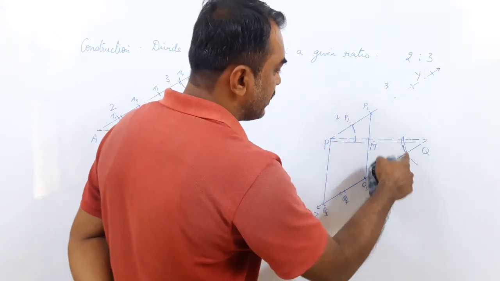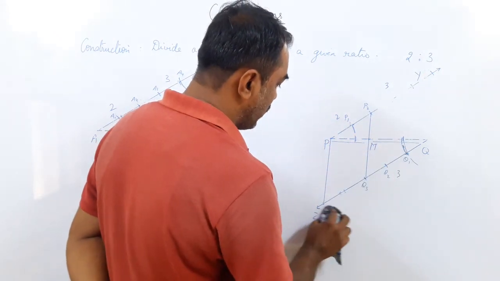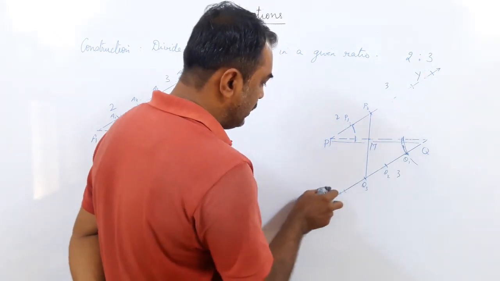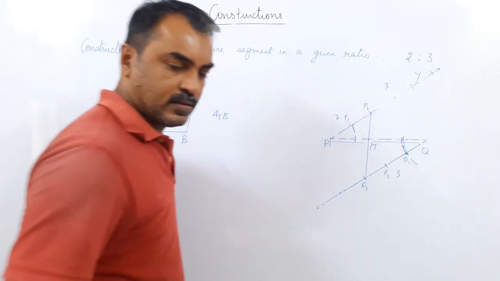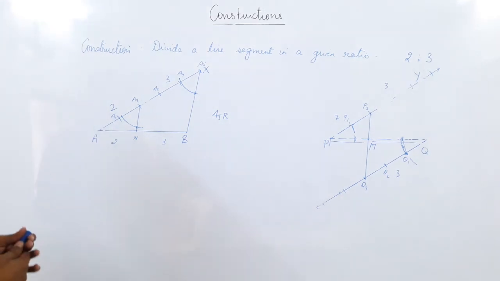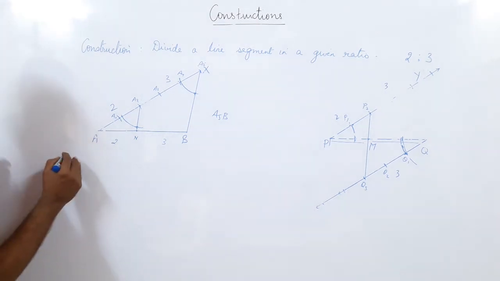From Q, 3 cuts are taken, Q1, Q2, Q3. So 4 and 5 is not taken. And then only this P2 is attached with Q3 to get the answer. So now we'll write the steps of construction. Okay, what are the steps of construction?